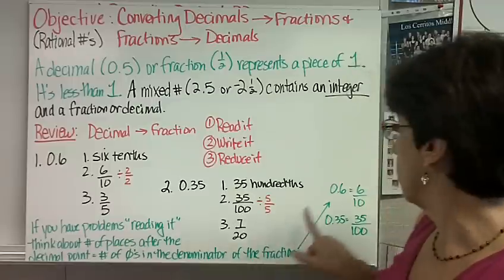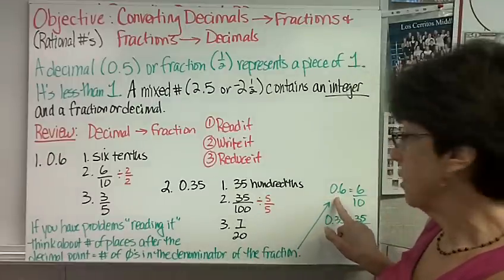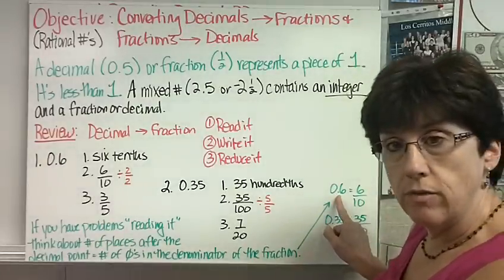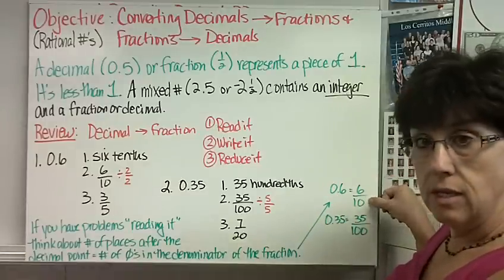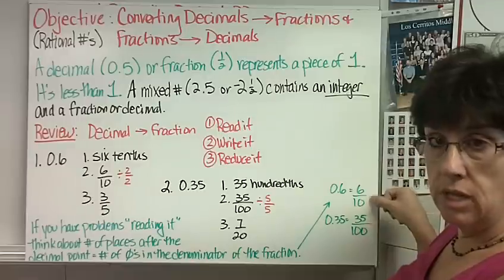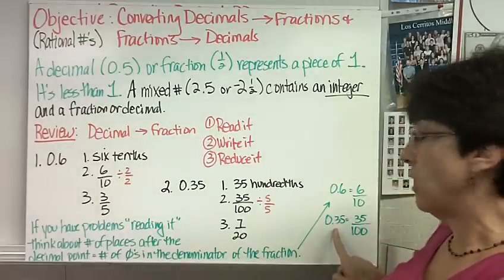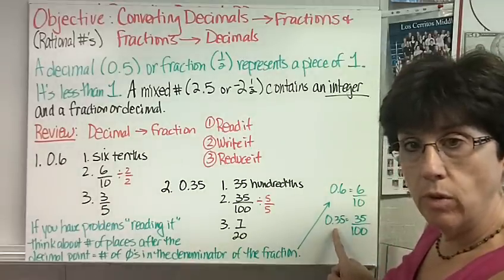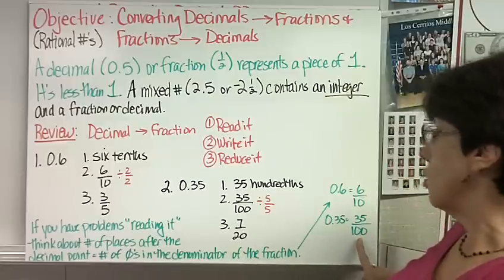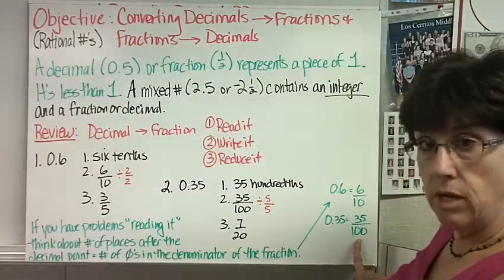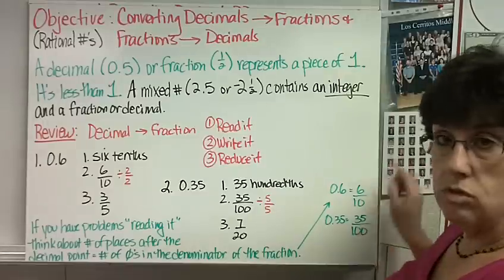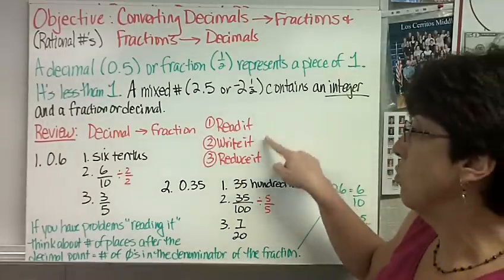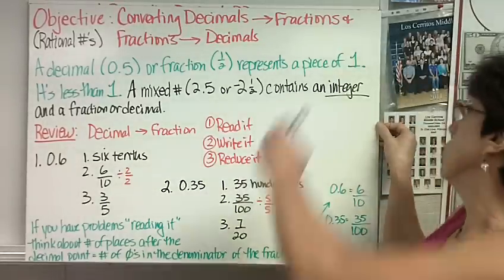So look over here. 6/10, 0.6. How many places are after the decimal point? 1. So there's 1 zero in your denominator, and then you would reduce that. 35 hundredths, how many places after the decimal point? 2. So there's 2 zeros in the denominator. There's always a 1 because it's always over 10 or 100, and then you would reduce that, okay? But read it, write it, reduce it. That's the best thing to do.